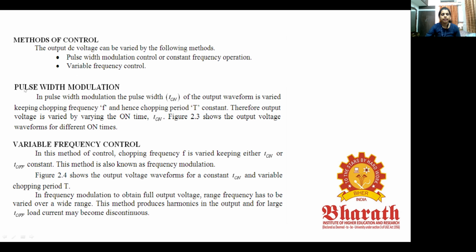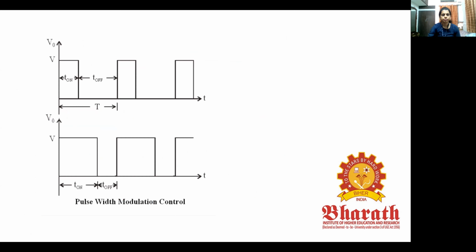So the first case, pulse width modulation. As the name indicates, we will be adjusting only the on time or the off time of the switch. But keeping in mind the total time period, the total time, that is T on plus T off, will be the same. So that is the logic behind it. Here also we have two types. One is T on constant, other one is T off constant. So we can see the graph for PWM control, that is pulse width modulation control.